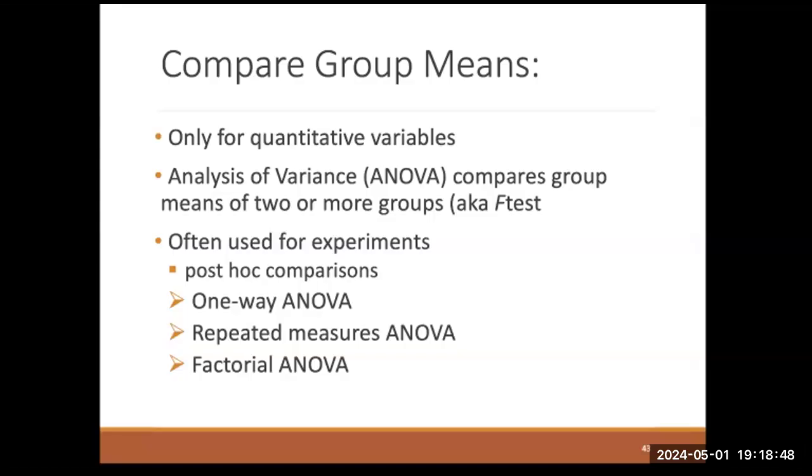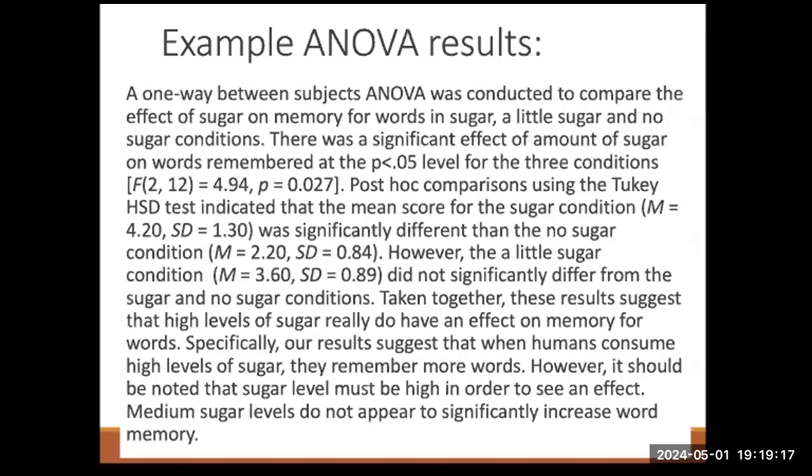So we often use ANOVAs for experiments. You have to do post hoc comparisons if you find a significant difference. The ANOVA itself does not tell you where the difference is. It just tells you there is a difference among the groups. You have to do a post hoc test to figure out where the difference is. So we have different types of ANOVAs. We have the one-way ANOVA, repeated measures ANOVA, and factorial ANOVA. Wow. So this is a mouthful.